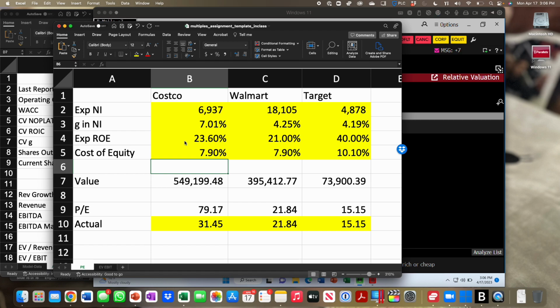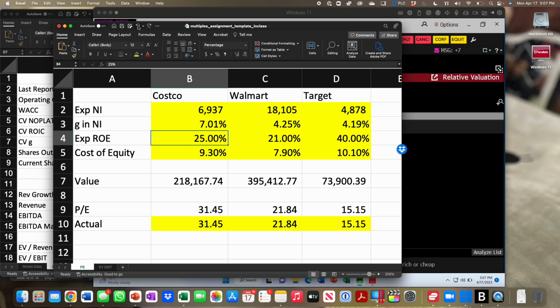Because remember, we're discounting cash flows. And when we discount a cash flow at a higher rate, it's worth less. When we discount a cash flow at a lower rate, it's worth more. So Costco is trading at a premium to Walmart because they have a higher spread, about 16 points, faster growth, 7% versus 4.25, but that's offset by the headwind of more risk at Costco versus Walmart, which is why it's only a 31.45 PE, not a 72. Does everybody understand and see that?